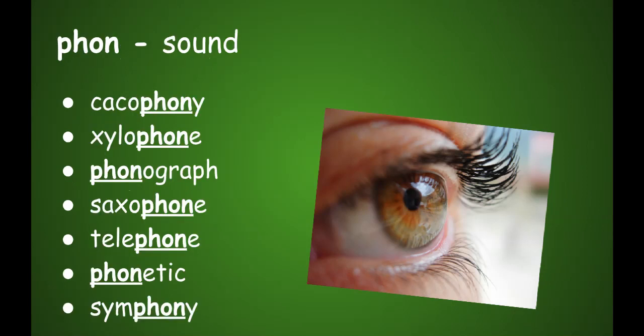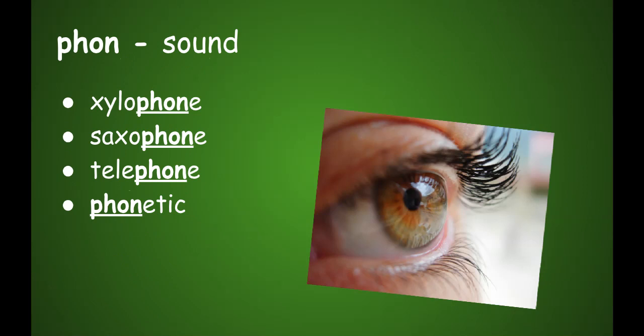Phone or fawn, it depends on the word, how it sounds. It means sound. So your words are cacophony, xylophone, phonograph, saxophone, telephone, phonetic, and symphony. So these words, xylophone, saxophone, telephone, and phonetic, all have the word phone in them, p-h-o-n-e. Now, the tricky part is xylophone, saxophone, and telephone, it all sounds like phone, p-h-o-n-e, phone.